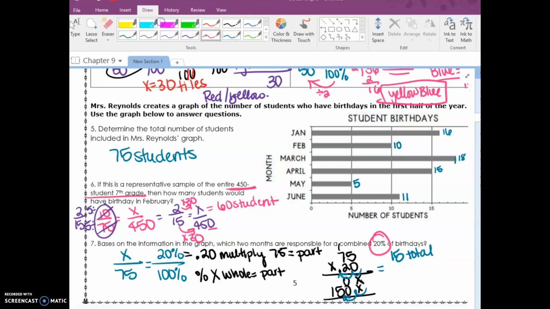So I'm looking back at my bar graph and I'm looking to see which 2 I could add up together, and that would be February, which is 10, and May, which is 5. Add those together and that would be 15. So February and May would be my answer there.